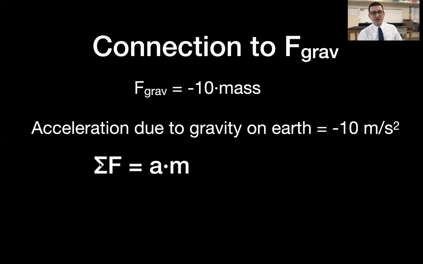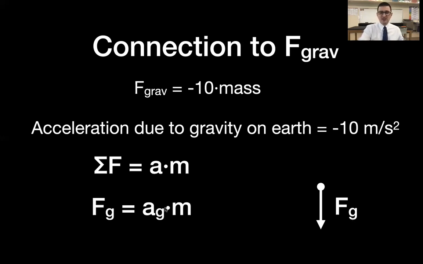So here, if we look at the net force equals the mass times the acceleration, for an object that is falling, the only force acting on it is the force of gravity. So then we can say the force of gravity equals the acceleration due to gravity times the mass. Force gravity equals negative 10 times the mass. This negative 10 is actually, yes, the acceleration due to gravity. So this negative 10 and this negative 10 are the same.